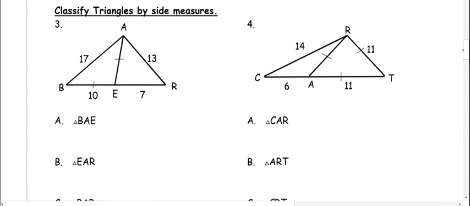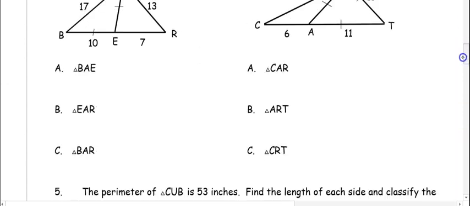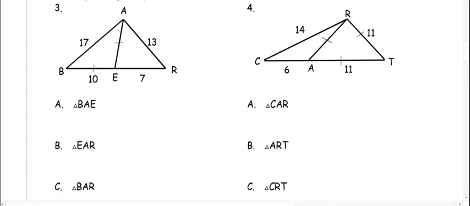So in number 3, if we are looking at our triangle, the first triangle that we are going to look at is triangle BAE. So BAE has these tick marks, which means the sides are congruent. So that missing side length is 10. So because it has two congruent sides, this is an isosceles triangle.